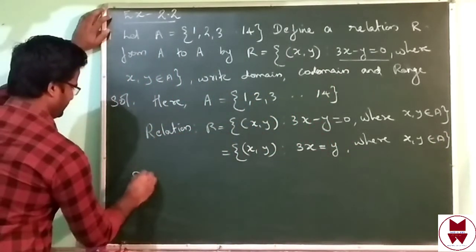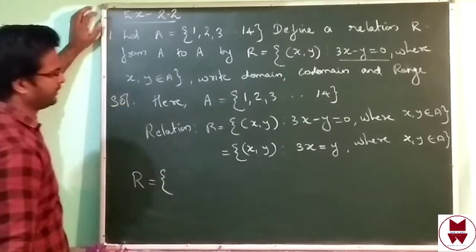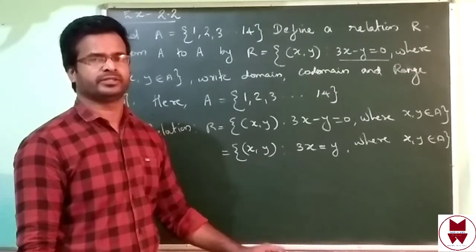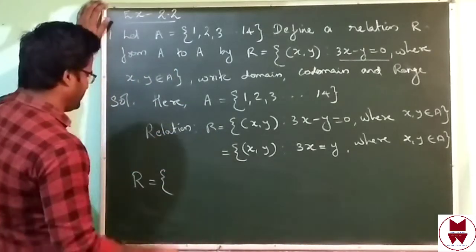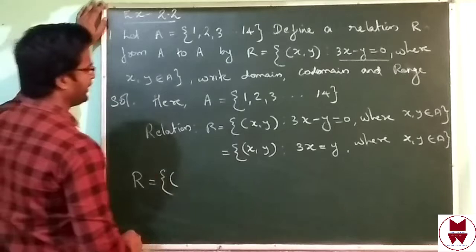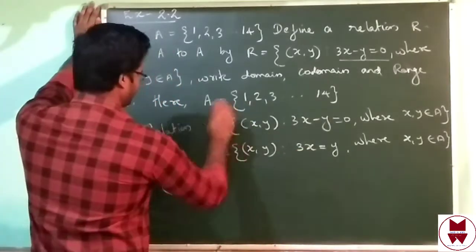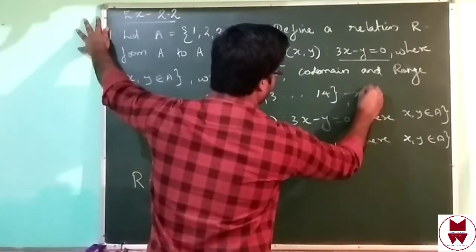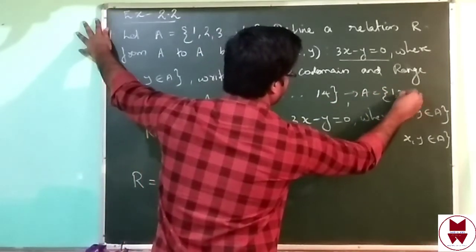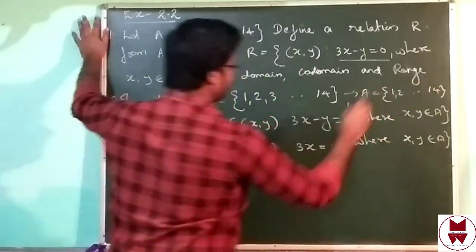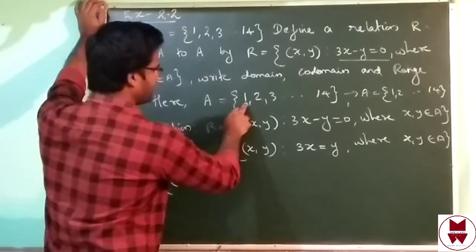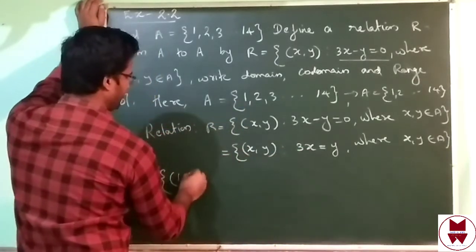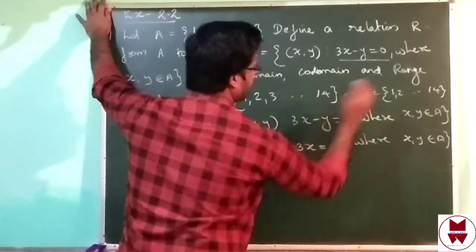Now R equal to, this is set builder form. We can write it in tabular form. First, in the place of x, take 1. Relation A to A, keep in mind A to again A only, 1, 2, 3 up to 14. If you take first this 1 and give it here, 3 into 1, you will get 3.